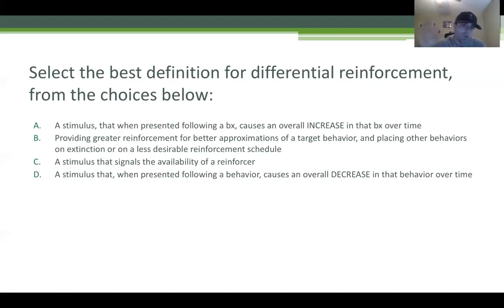Other thing, always read every answer choice. Even if you see B and you're like, well, that's 100% it, read C and D, because remember, you're looking for the best answer. So maybe B is a good answer, but D is a better answer.